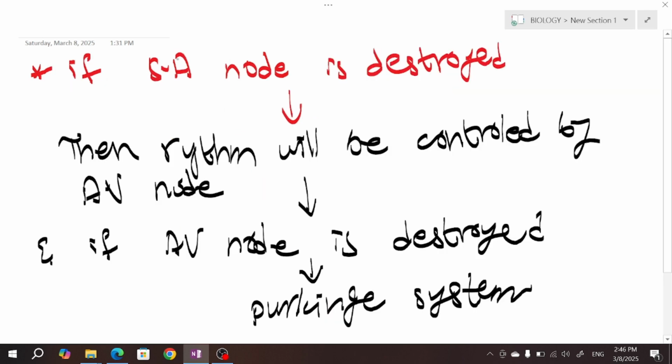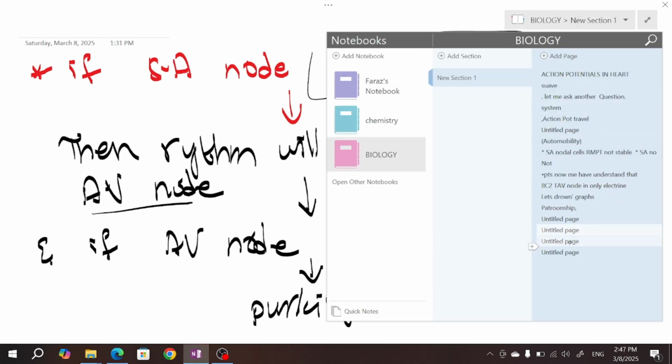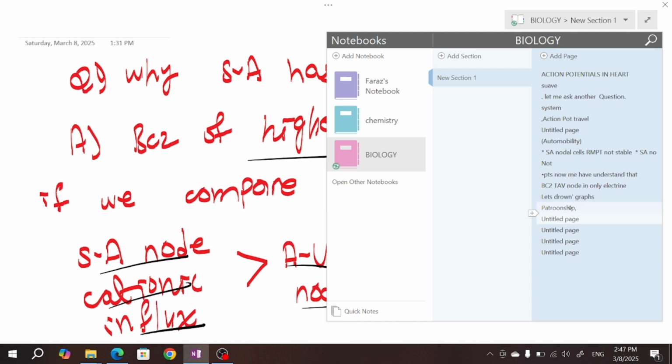Now we know that the SA node is the pacemaker of the heart and it is controlling the rhythm of the heart. If the SA node is destroyed, then the rhythm will be controlled by the AV node. If the AV node is destroyed, then the rhythm will be controlled by the Purkinje system.